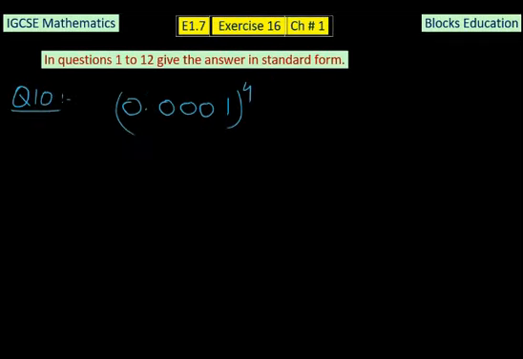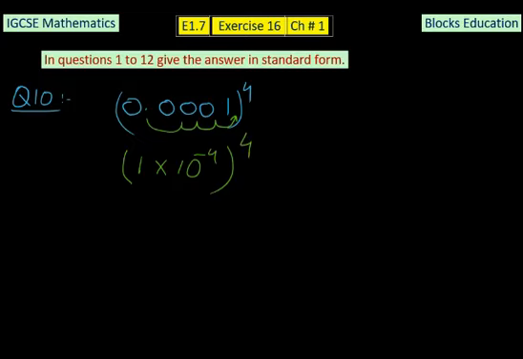In question number 10, we are given 0.0001 raised to the power 4. Let's write it in the standard form. We have to move the decimal 1, 2, 3, 4 places toward the right. So it will be 1 into 10 raised to power minus 4, because we have moved the decimal point towards the right, and whole raised to power 4.